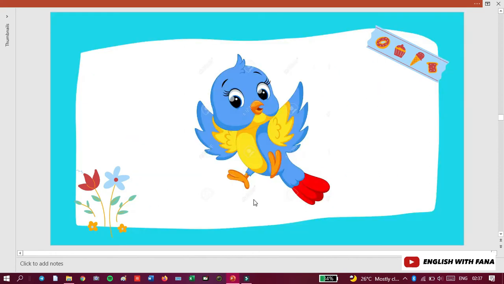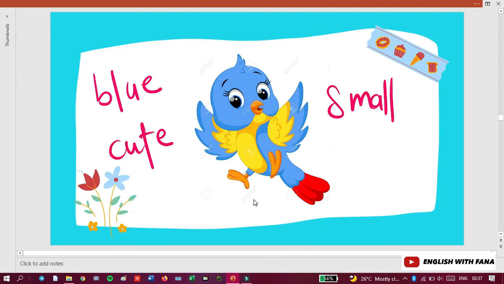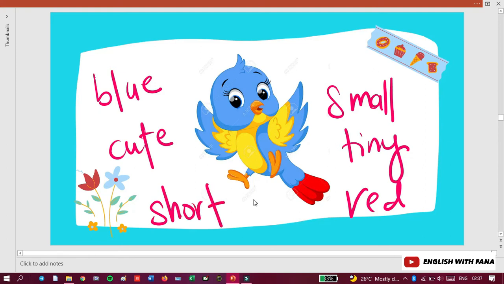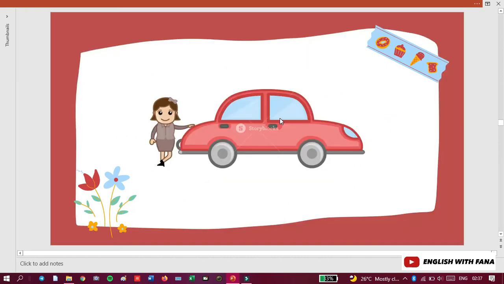Next, a bird. First, it is blue. It is cute. It has a small beak. This is beak, baru. And small wings, or maybe tiny wings. It has a red tail. Short and red tail. It has round eyes. Next, a car. First, it's red. It's big. It's expensive.